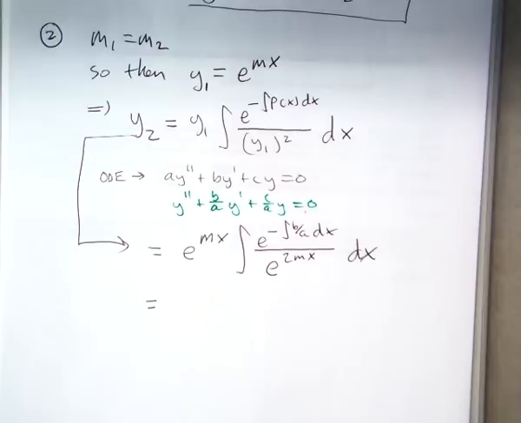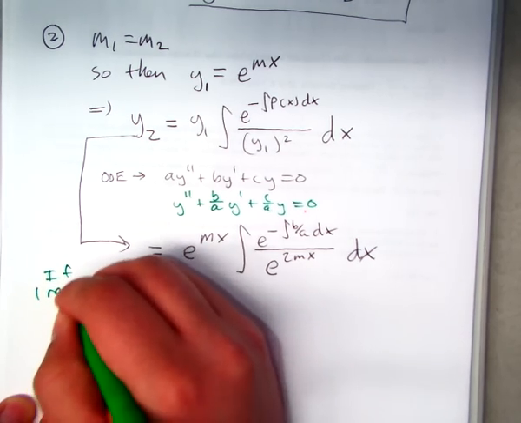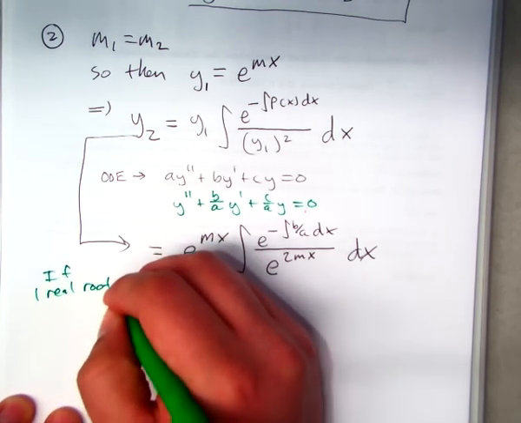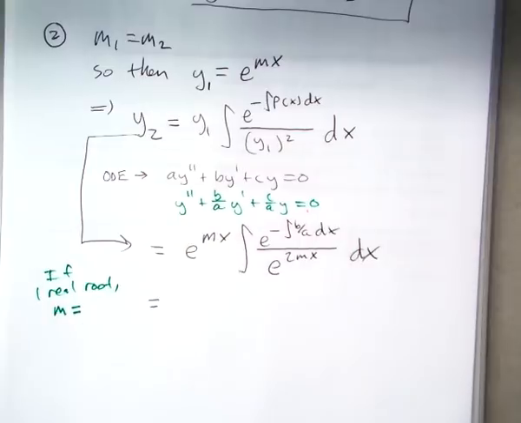And now we actually know a little bit about the solution here. If there's one real root to a quadratic, what is the solution? Think quadratic formula, right? If there's one real root, what happens to the square root? 0, right? So what's left? Negative b over 2a, right?